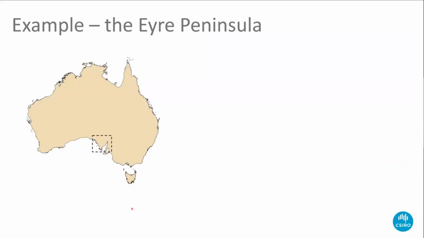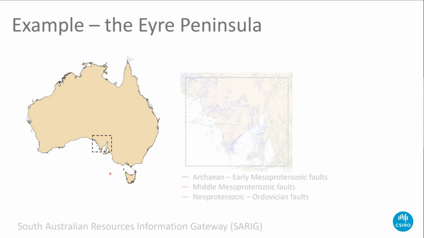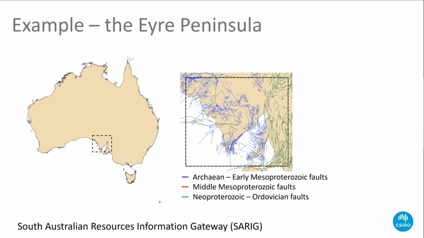To pick as an example, the Eyre Peninsula, so focusing in South Australia. If you ask me why, the answer is probably why not. There's a lot of data, which is great. And there's also other reasons I'll show you in a second.